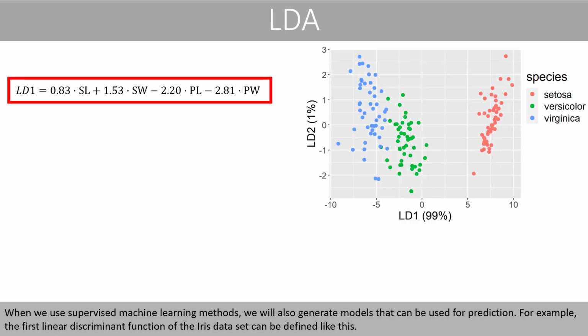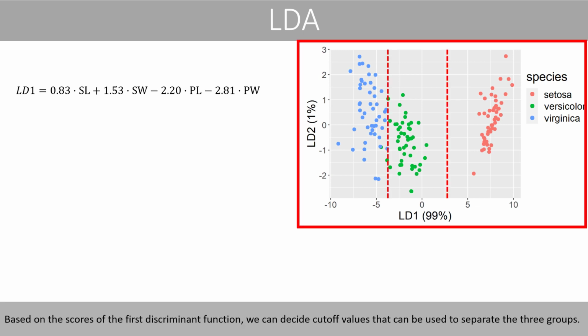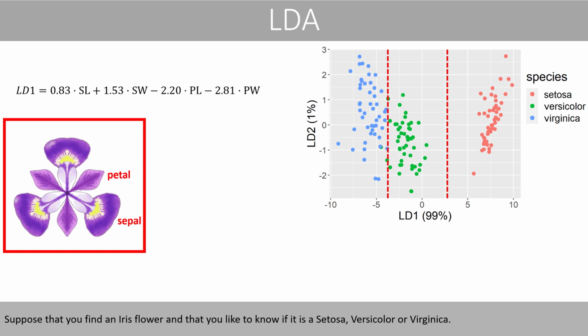When we use supervised machine learning methods, we will also generate models that can be used for prediction. For example, the first linear discriminant function of the iris dataset can be defined like this. Based on the scores of the first discriminant function, we can decide cutoff values that can be used to separate the 3 groups. Suppose that you would find an iris flower and that you would like to know if it is a setosa, versicolor, or virginica.